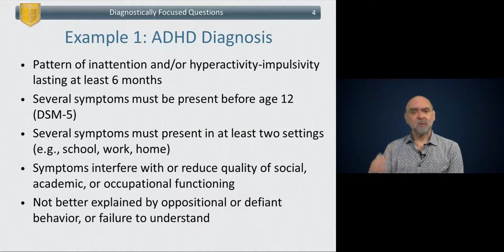Now, probably most importantly so far is the next criterion. Several symptoms must be present in at least 2 settings: school, work, home, other settings, community, what have you.